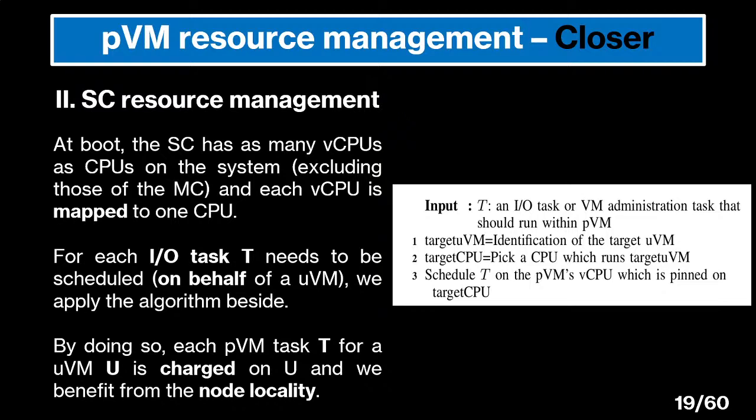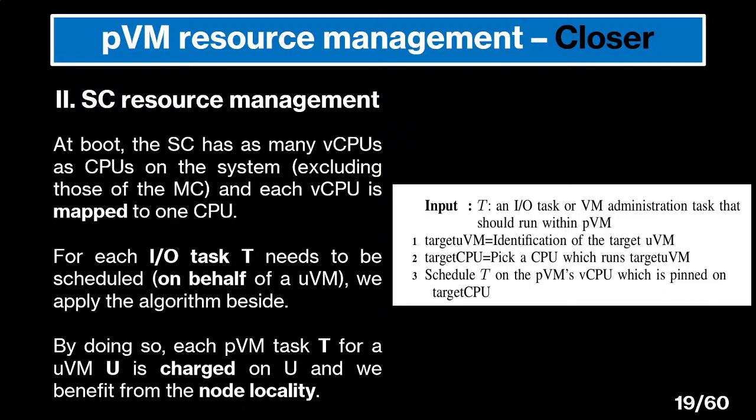And for each task of the secondary container that needs to be scheduled to perform work for a target virtual machine, we are going to pick a CPU where the target virtual machine is running and schedule that task on one of those CPUs. By doing so, we are charging, so we are taking CPU time from the target virtual machine, and we are also benefiting from node locality because we are going to run on the same node as that of the target virtual machine. So how does it reflect?